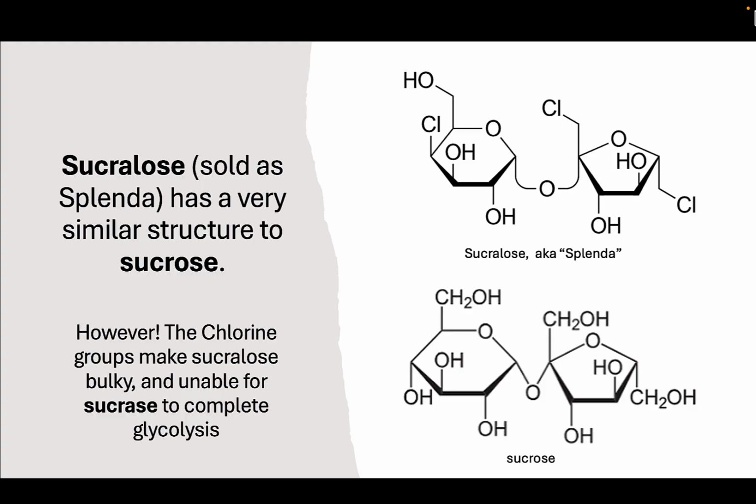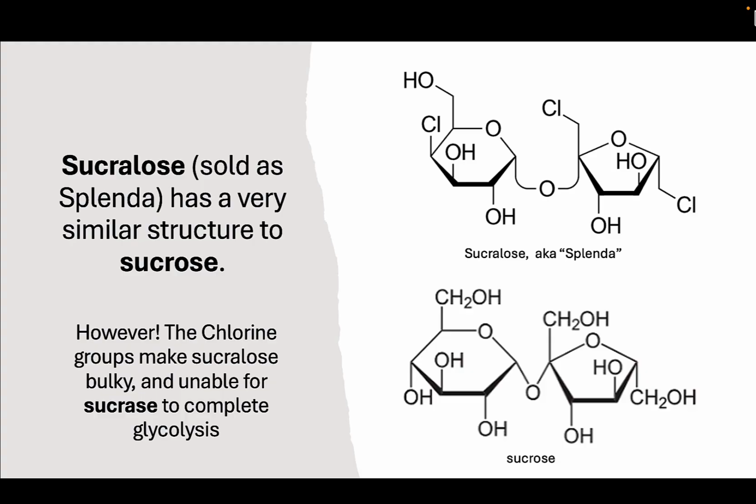But if we look at sucralose, it has 3 chlorine atoms on it, and these chlorines are large, bulky and different. They make the sucralose molecule different from sucrose. And because it's different from sucrose, sucrase is not able to connect with sucralose. And so it cannot be broken down. Because it can't be broken down, it can't be metabolized. And if it can't be metabolized, you can't get any energy from it. Therefore, it doesn't contain any calories. And that's the point of why sucralose is appealing, because it's calorie-free, but still sweet.